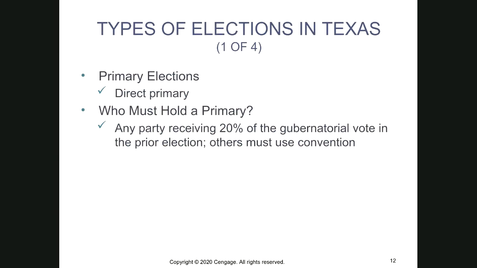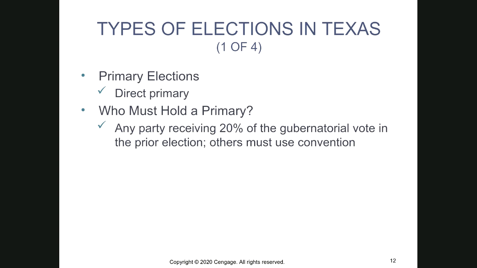Okay, so let's talk about the structure of elections in Texas. So remember, we had started talking about primary elections before. And in Texas, we have direct primaries. Direct primaries are a method of selecting party nominees in which party members participate directly in the selection of a candidate to represent them in the general election. So remember when we talked about it in the context of the white primary, this is where individuals go out and they decide, which candidate do I want to appear from my party on the general election ballot?